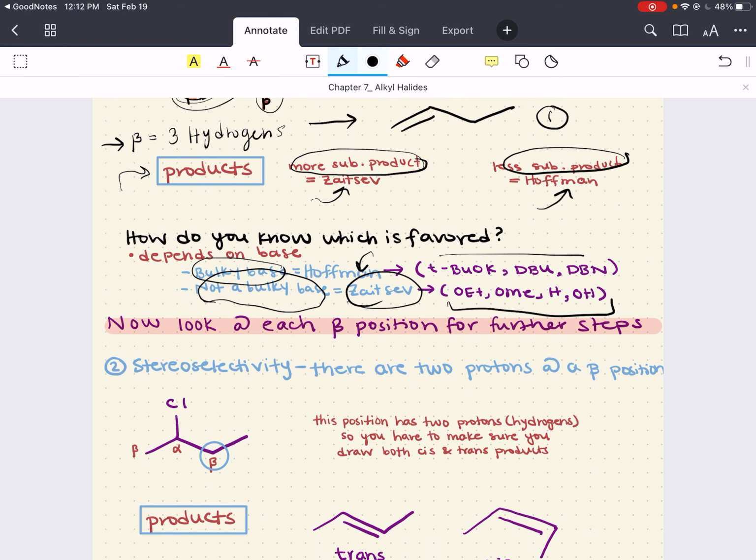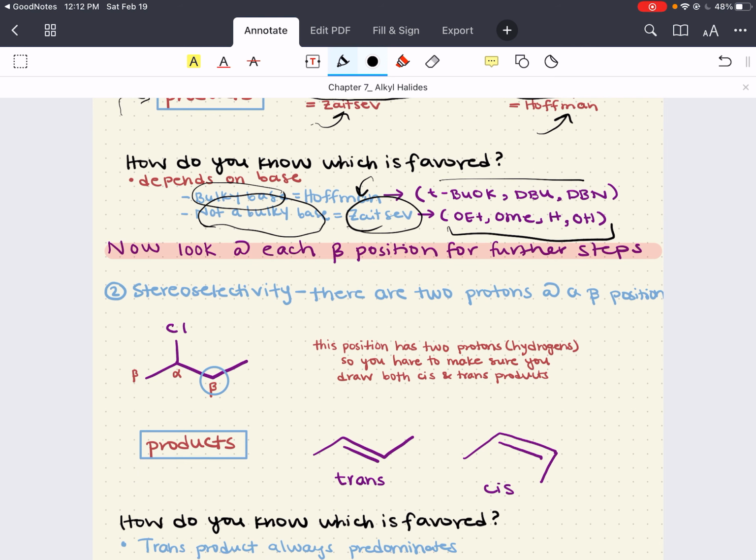Now, when there are 2 hydrogens at a beta position, we need to stop and talk about stereospecificity. The products of the beta position with 2 hydrogens are going to give you a trans product and a cis product about the double bond that is formed. What is favored? Obviously, the trans. Fantastic. So here in our molecule, look, we have a beta position with 2 hydrogens.